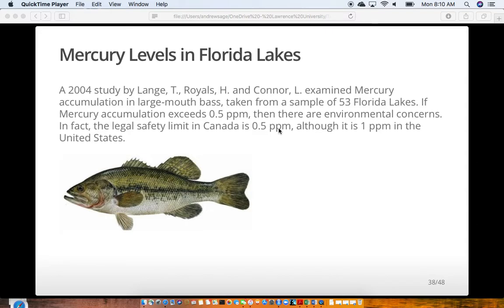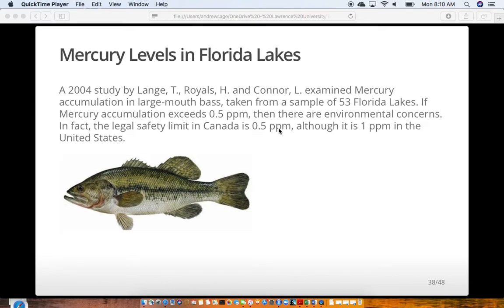In this video, we will talk about hypothesis testing for numeric or quantitative variables. The example we'll look at is based on a 2004 study that examined mercury accumulation in largemouth bass taken from a sample of 53 lakes in the state of Florida.